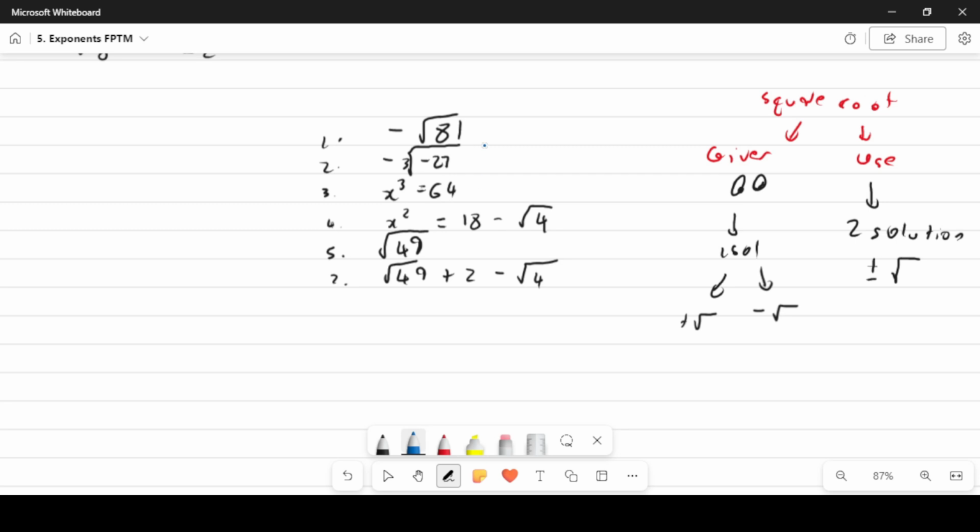In the first case, we are given the square root because I can see it on the page. And we're given what square root? We are given the negative square root. So this answer here will be -9. If you look at the second example, that's a cube root. Very straightforward. The cube root of -27 is -3.